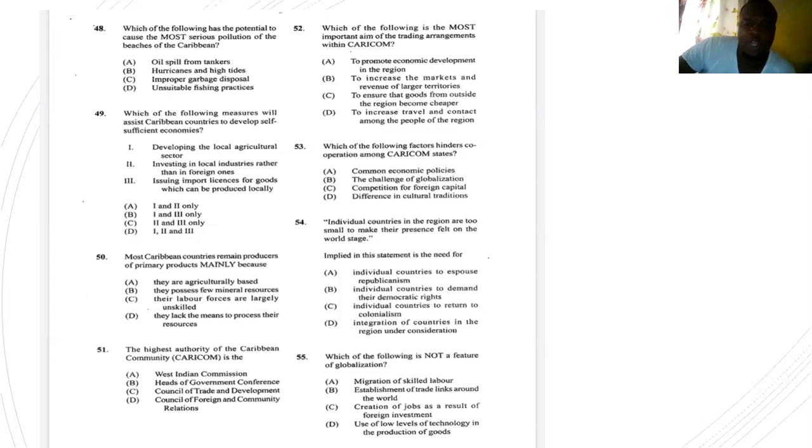55. Which of the following is not a feature of globalization? A, migration of skilled labor. B, establishment of trade links around the world. C, creation of jobs as a result of foreign investment. Or D, use of low levels of technology in production of goods. So all three are features of globalization and one is not.